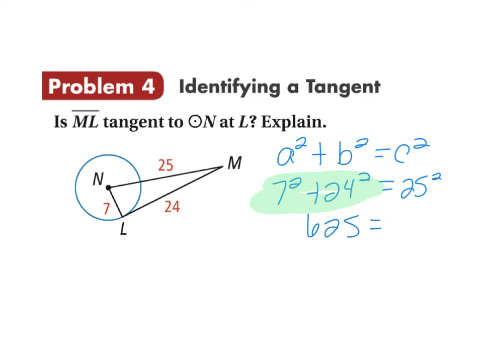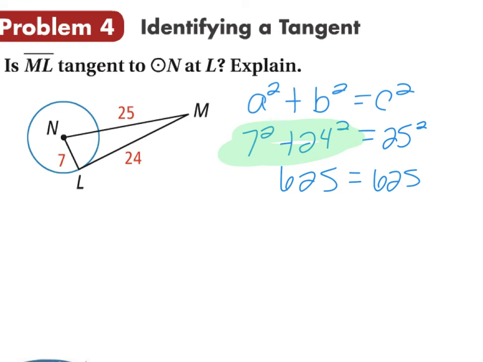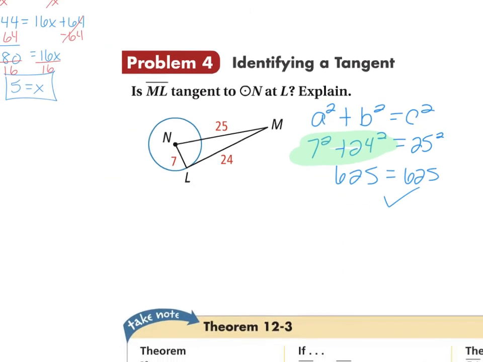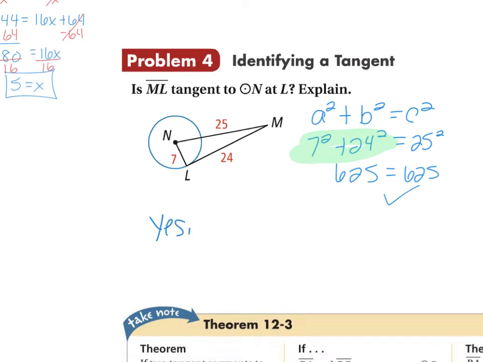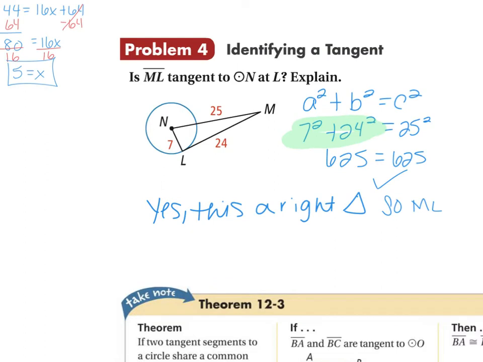25 to the second power. Type that in your calculator. You also get 625. Does 625 equal 625? Yes. Check. So the answer is yes. This is a right triangle. So it'll say, so ML is tangent to circle N.